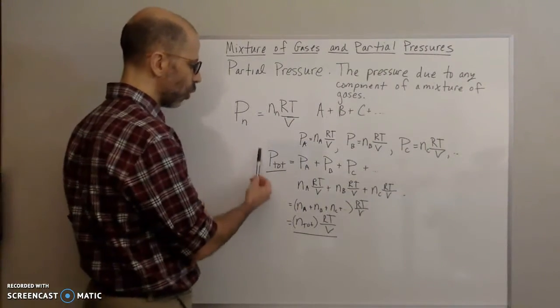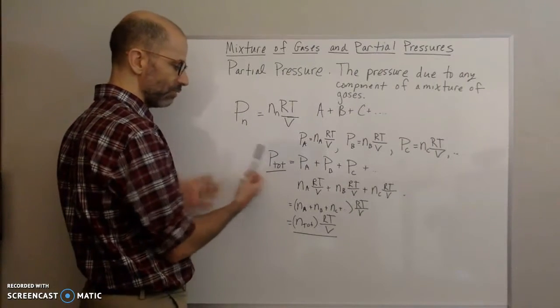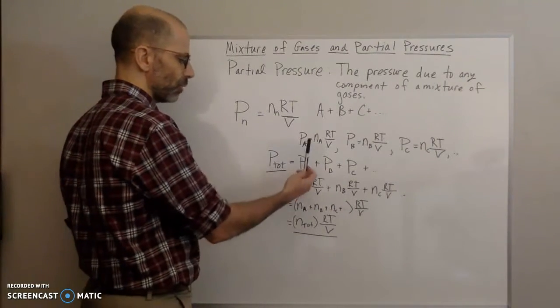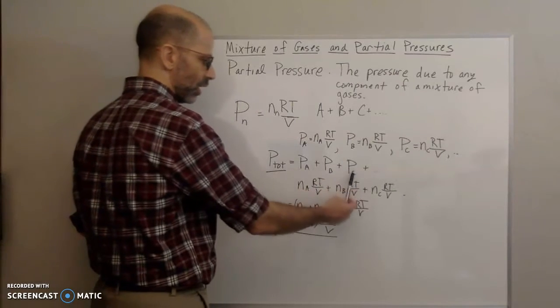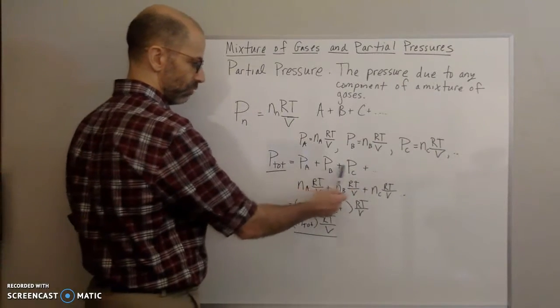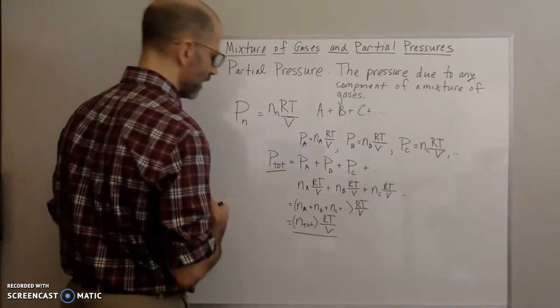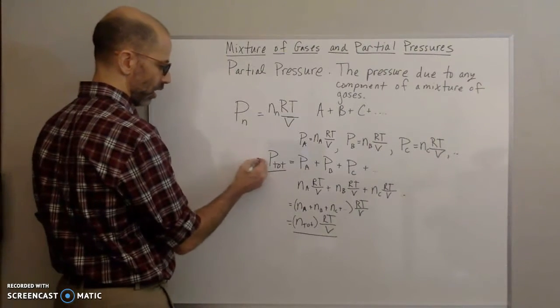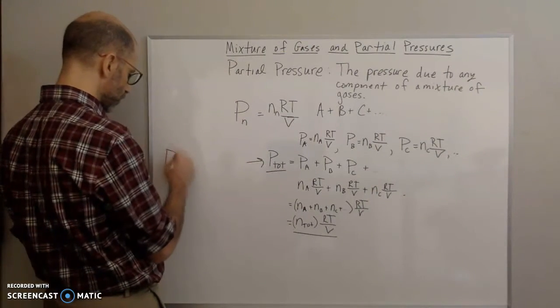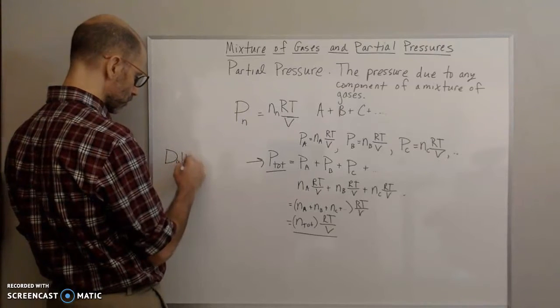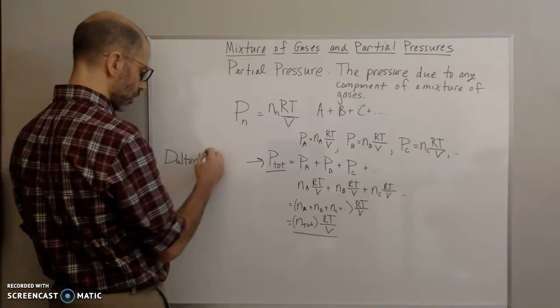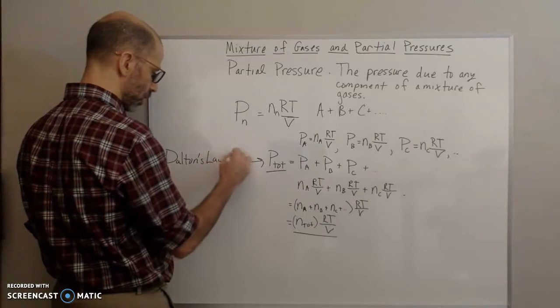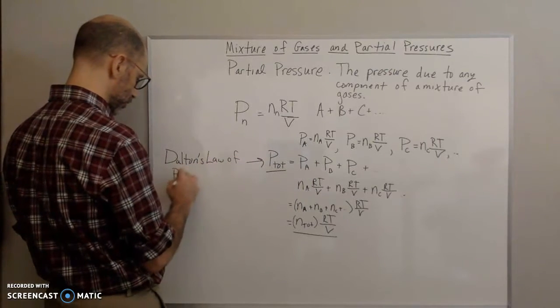And the great thing is that the total pressure of the mixture is going to equal the sum of the partial pressures of the individual gases. This is called Dalton's law of partial pressures.